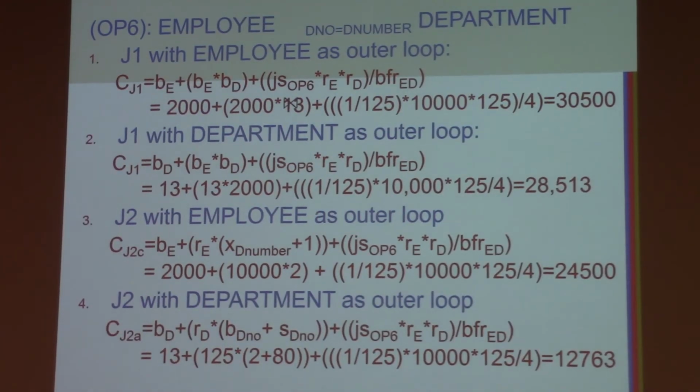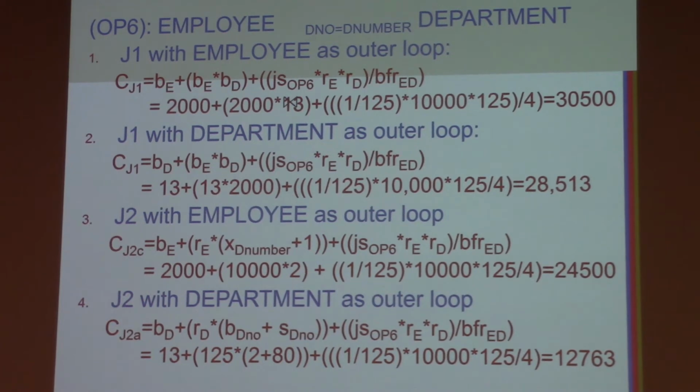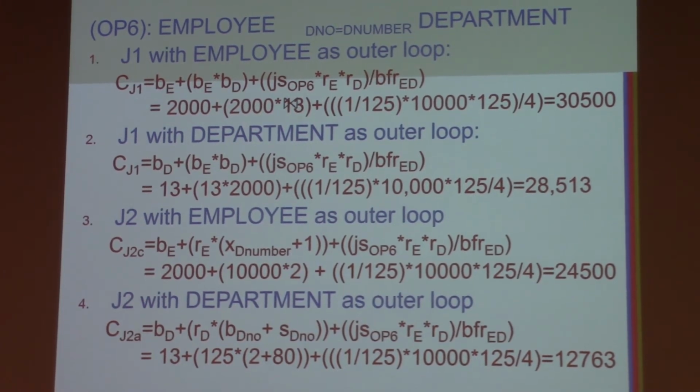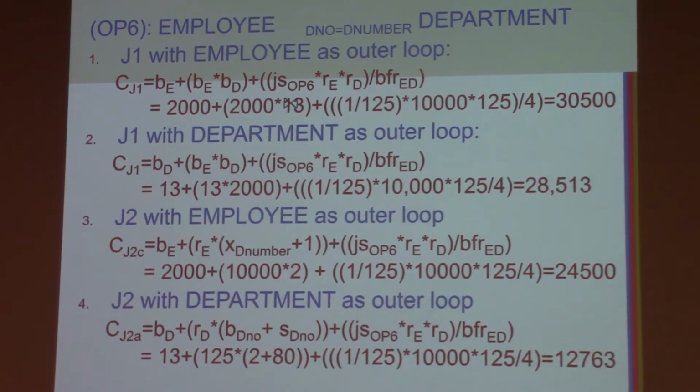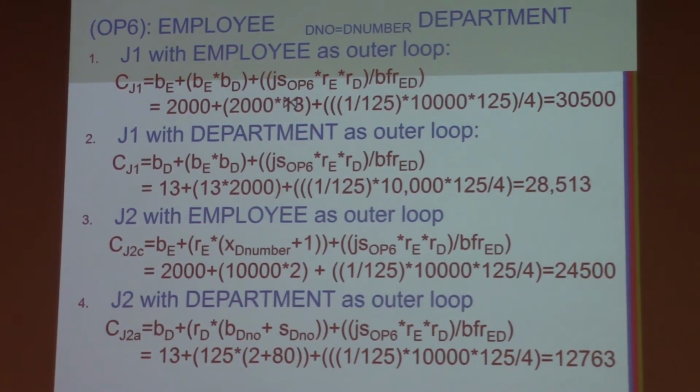So using this information, we'd like to calculate the cost. How can you calculate the cost? We don't know which algorithm will be used. First, you need to consider which will be the driving table. How many cases? 2 cases. So one is the employee, another one is the department. Employee can be the driving table. Department can be the driving table. 2 cases.